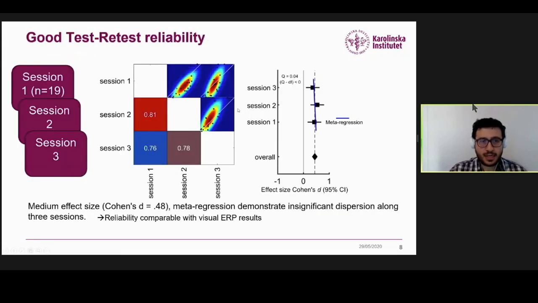We also assessed the test-retest reliability of the measure on a separate data set. So we collected the data from 19 healthy individuals over 3 sessions, and we looked at how reliable the signal is, where we found a medium effect size and also high correlation between the sessions. Moreover, we also see that we have a low dispersion rate determined by meta-regression. So all in all, we conclude that the measure has a good reliability, and it's comparable, for example, to the ERP results.